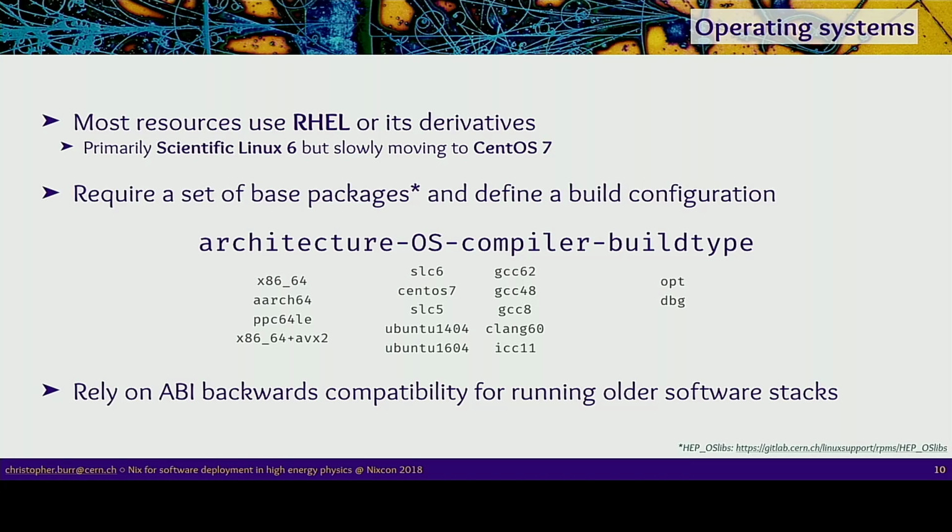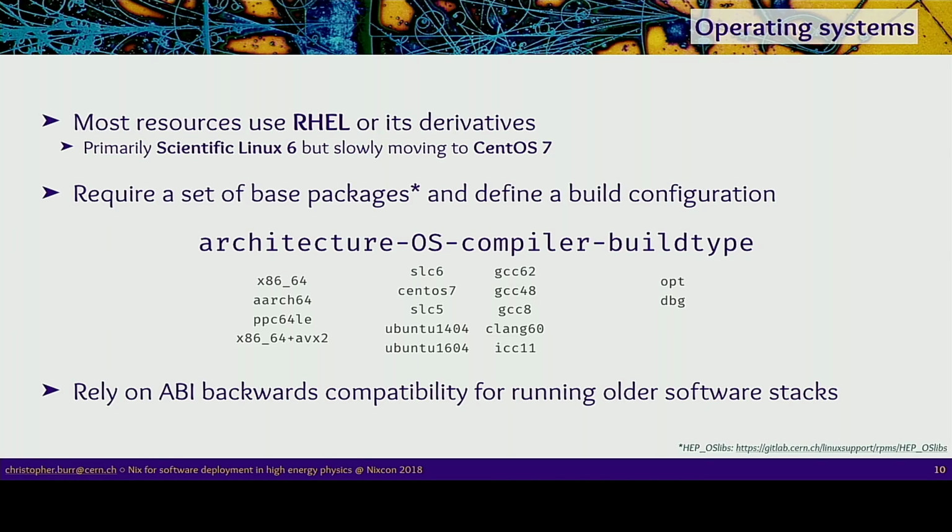We then compile it for each operating system we support. This is normally Scientific Linux 6, which is a RHEL 6 derivative, and CentOS 7. Some of our older software was built for Scientific Linux 5, as that was the dominant one at the time. We then specify a compiler, and a last bit that specifies the build type, as we call it, for if we put debugging symbols in or optimize the builds.